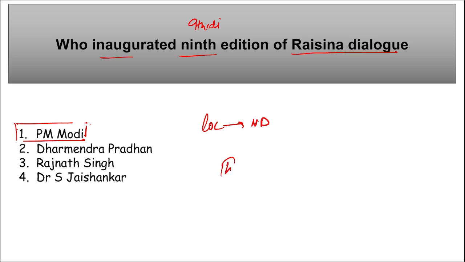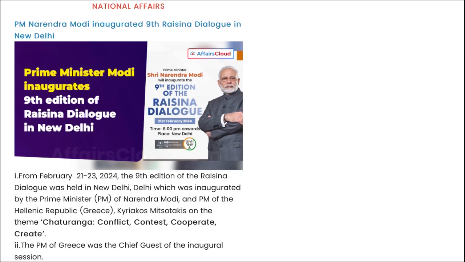Then there was a theme on which this Raisina Dialogue was held. What is it? It is Chaturanga: conflict, contest, cooperate and create. This is the theme on which this Raisina Dialogue was held, and the Prime Minister of Greece was the chief guest of this inaugural session. Take a note of this, important.